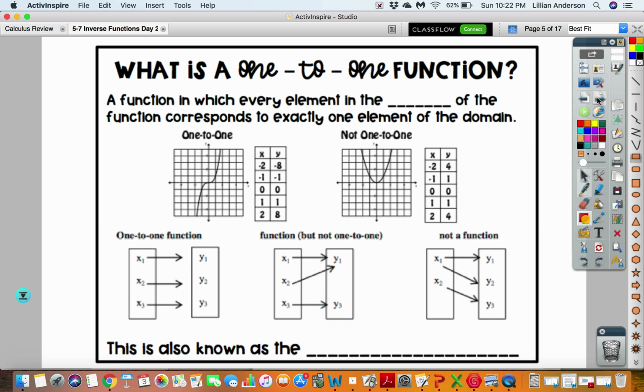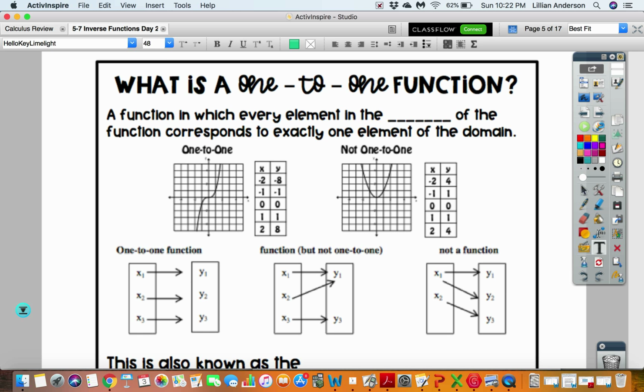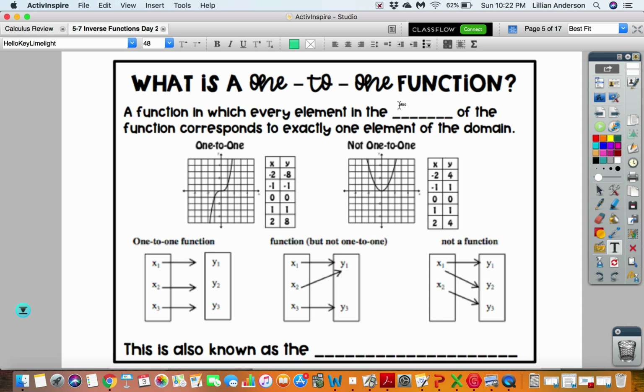So what is a one-to-one function? It's a function in which every element in the range of your function corresponds to exactly one element in your domain. So this is the exact opposite of being a function. Remember, to be a function, every element in the domain corresponds to exactly one element in the range. So in other words, your x's didn't repeat. Well, to be a one-to-one function, now your y's can't repeat.